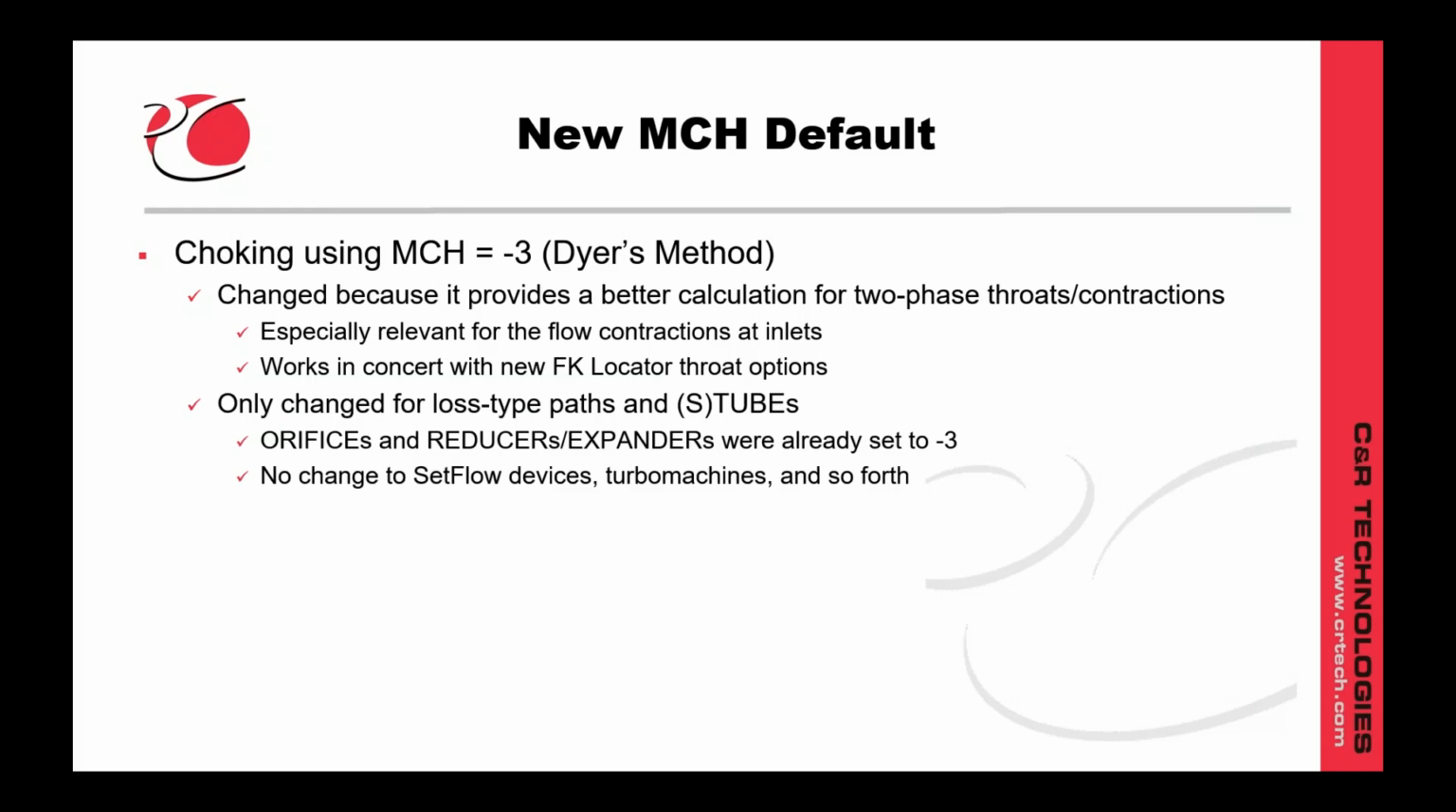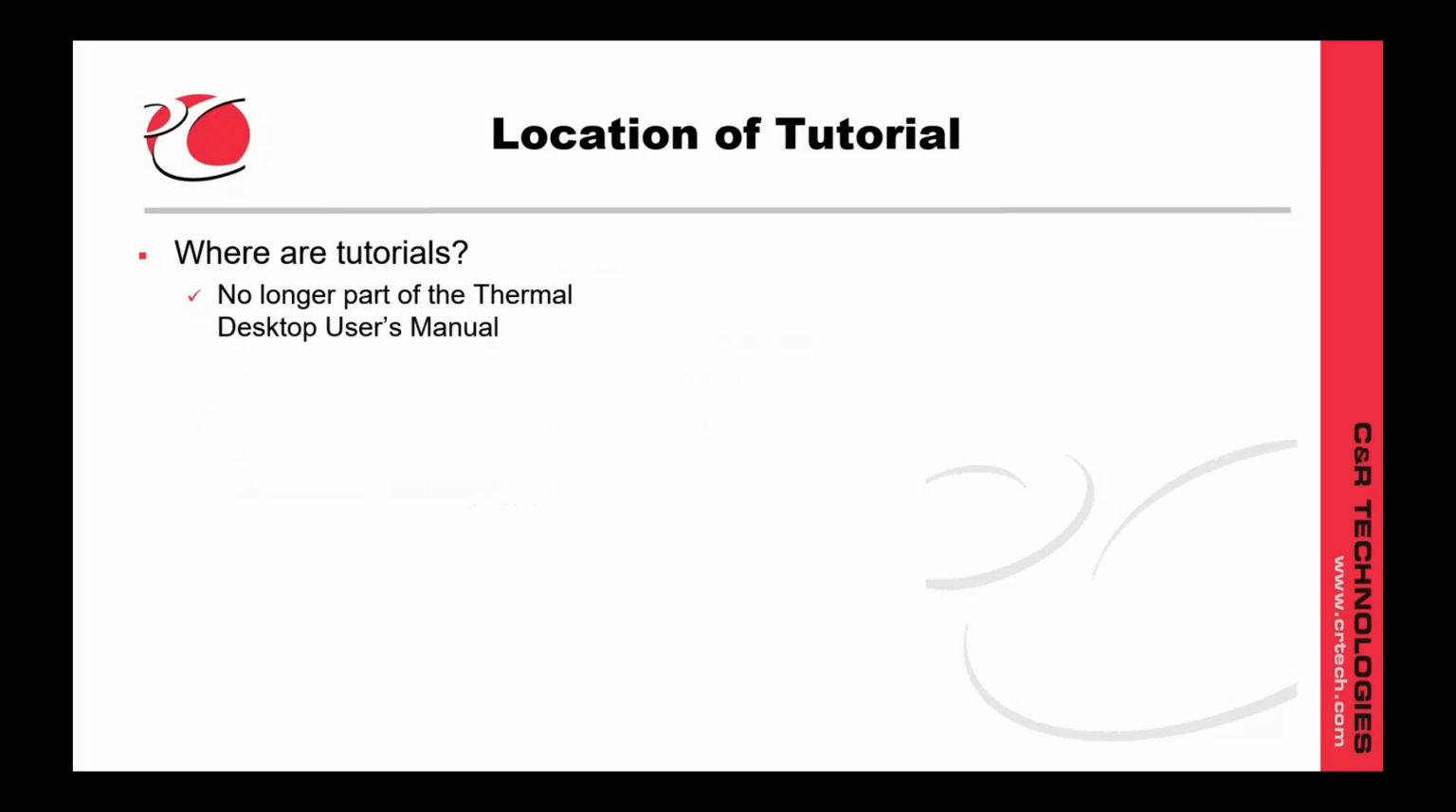Note that this change only applies to tubes, S-tubes, and lost type paths. Orifices, reducers, and expanders were already set to Dyer's method, and other path types have not been changed. They remain the same. I do want to point out that when you open an older model in version 6.1, you will be given the option to automatically change your model to these new values. This prompt will only occur once per model file.